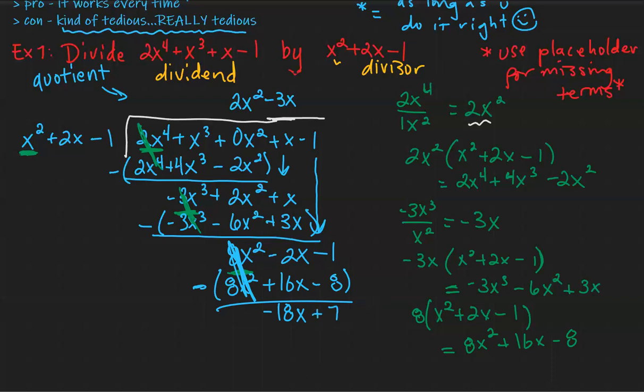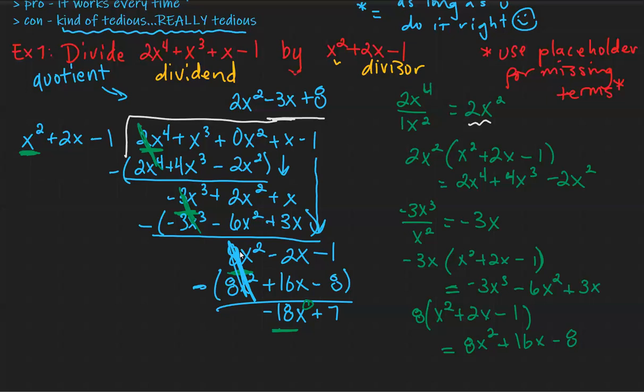Okay, and now we would keep going, but we would ask ourselves, how many times does x squared go into negative 18x? Once this degree is smaller than the divisor degree, you're done. You can't go into it any further. And actually, I forgot to put the plus 8 up here, right? Because that's how many times x squared plus 2x minus 1 went into this. It went into it 8 times.